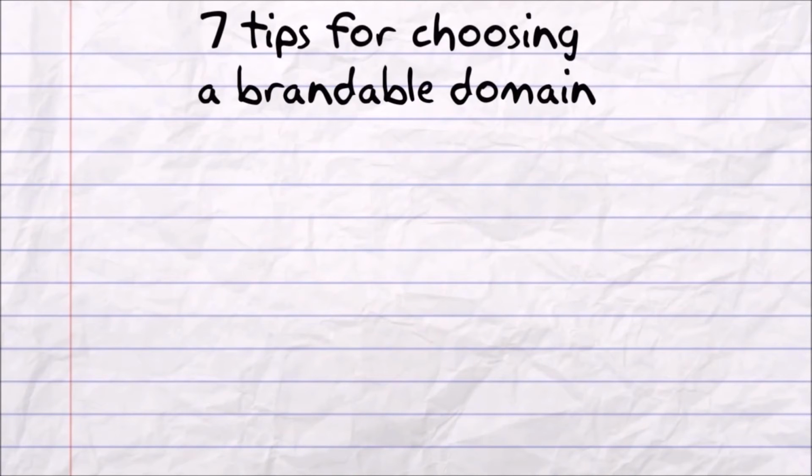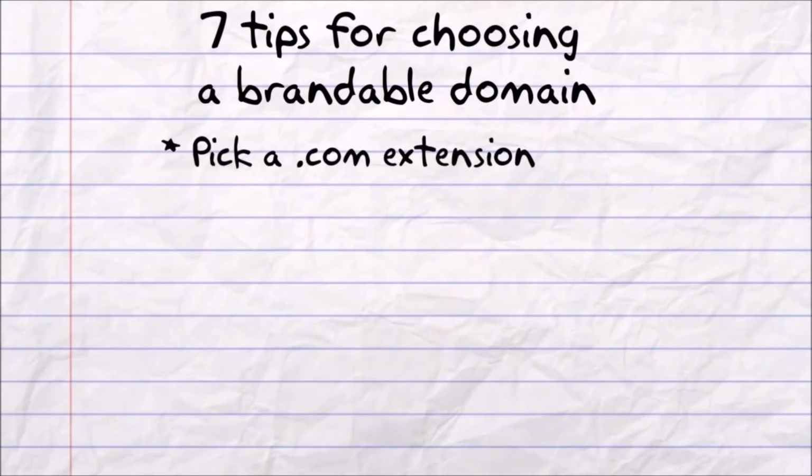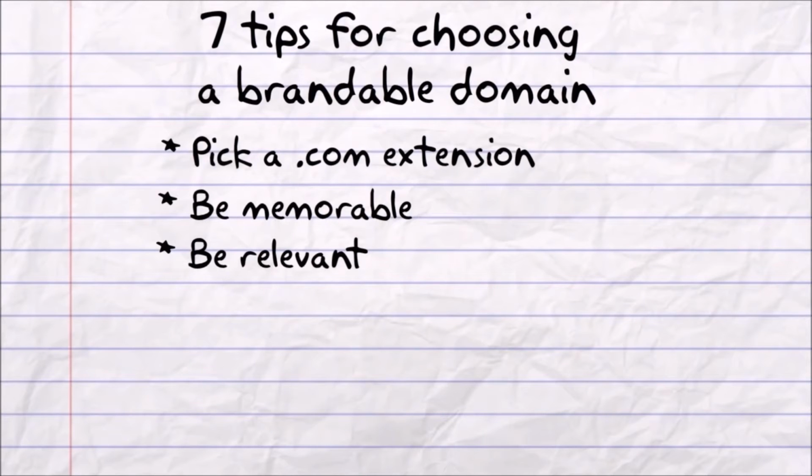Here you go, 7 tips for choosing a brandable domain. A. Pick a .com extension. It's the best choice because it is the standard all over the world. B. Be memorable. Users must be able to easily remember your domain name. That's why furandclaws.com is very good. C. Be relevant. Ensure that your domain name transfers your desired message.